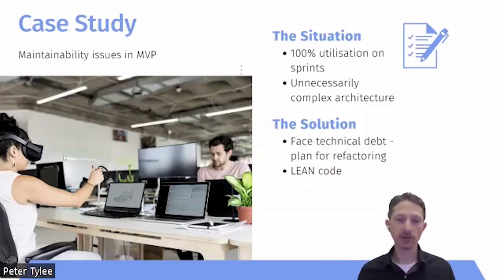Because the code in this particular case was so complex and so many files needed to be changed to do anything even simple, and this was affecting both the front end and the back end, it was kind of throughout the code. The velocity on the project was not great.